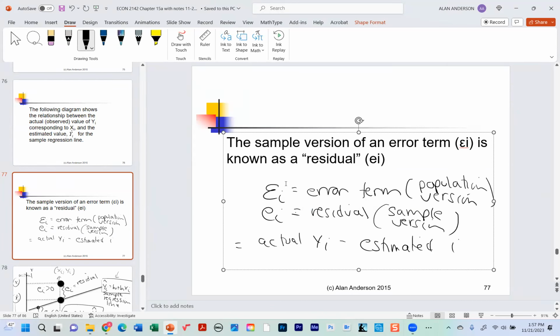But anyway, the error term that we've been using, epsilon i, has a corresponding sample version called e i, which is not called an error term any longer. It's called a residual. Now we're going to use those in a very important way.